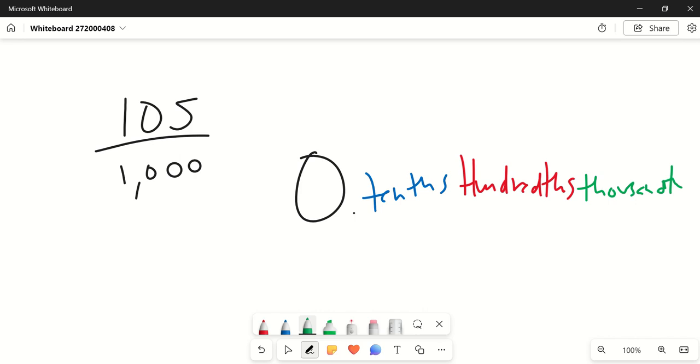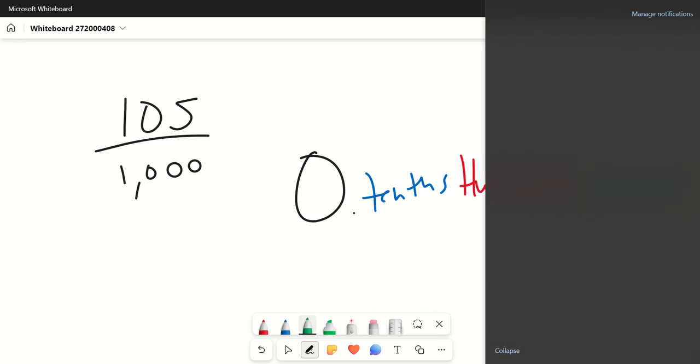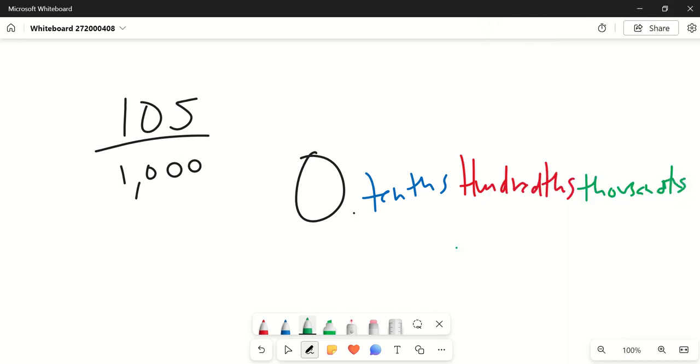Thousandths. So, in this case, since the 1 will be in the tenths, the 0 will be in the hundredths, the 5 will be in the thousandths, it'll just be 0.105, which means 105 thousandths.